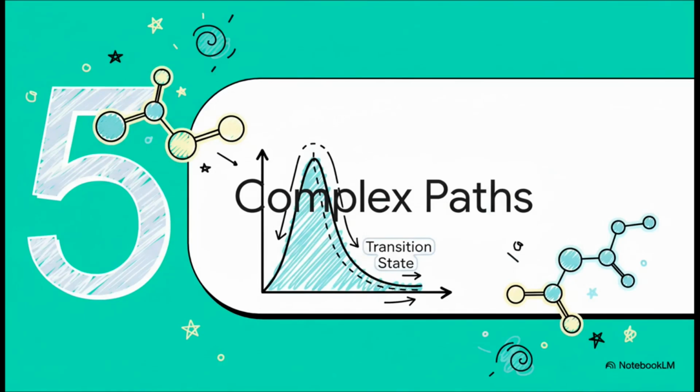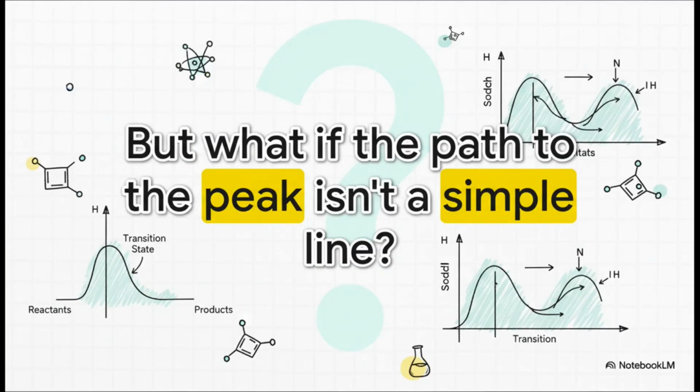But reality is rarely a single, simple path up a mountain. What happens when the landscape gets a lot more complex? Our energy mountain analogy has been pretty simple so far, right? Just a two-dimensional line. But real reactions are multidimensional. What if there are multiple competing paths, different valleys and ridges, all on the way to the top?